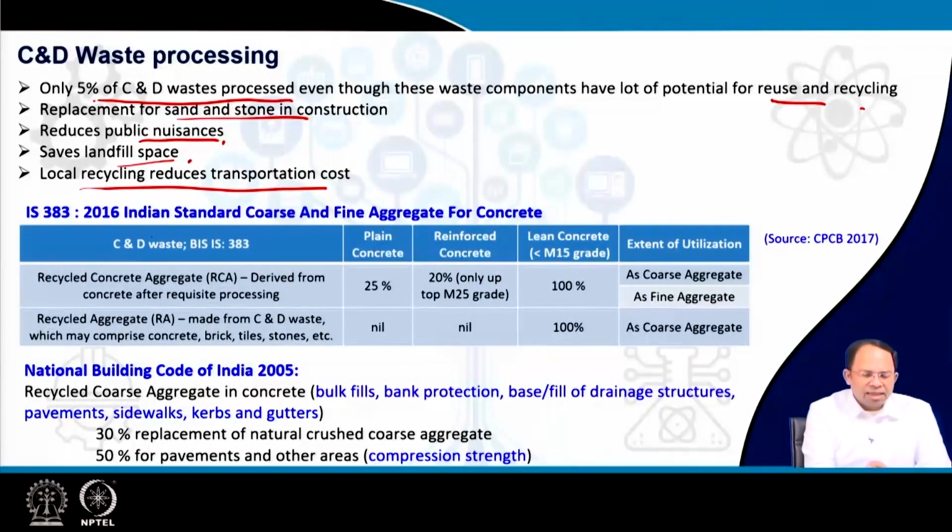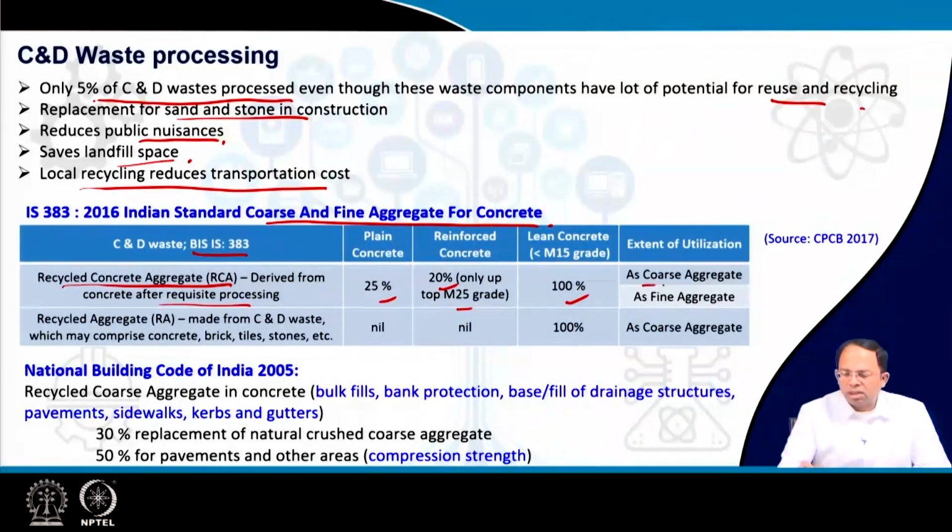Now, IS standards 383, these are BIS standards for coarse and fine aggregate for concrete. It covers recycled concrete aggregate, which is derived from concrete after requisite processing. For plain concrete, we can use 25%, for reinforced concrete around 20%, but up to M25 grade. And for lean concrete, 100% of this RCA material could be utilized, as a coarse aggregate and also as a fine aggregate.